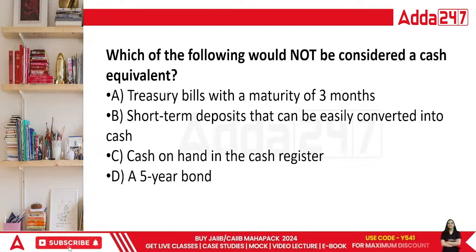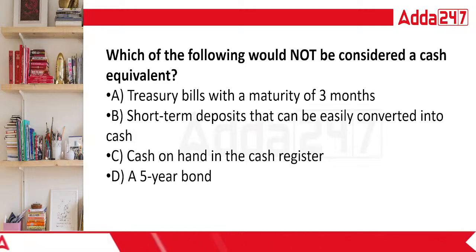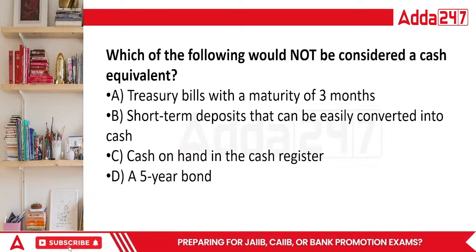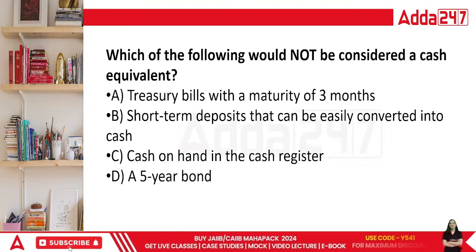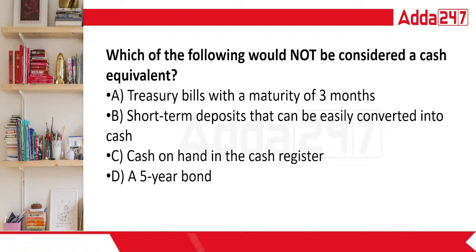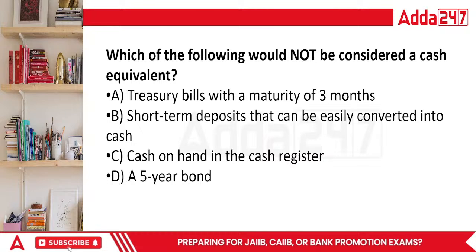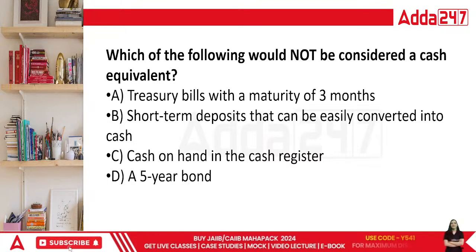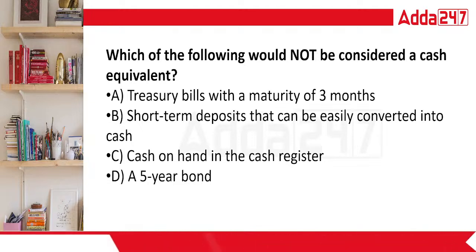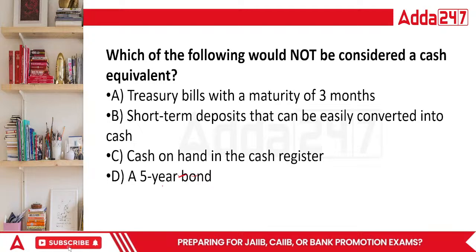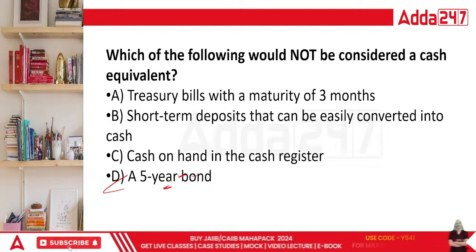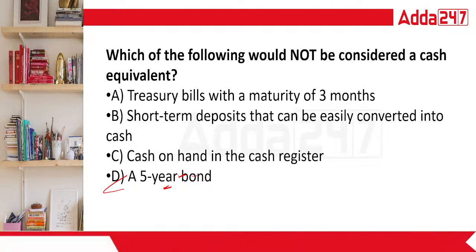B point is still cash. Treasury bills in this case is marketable securities. Then we have the cash in hand in terms of cash register. This is pure cash already. Then it's the 5-year bond. Why? Because this is a long-term liability, not a cash and cash equivalent, everyone. So in this case, the correct answer is D.